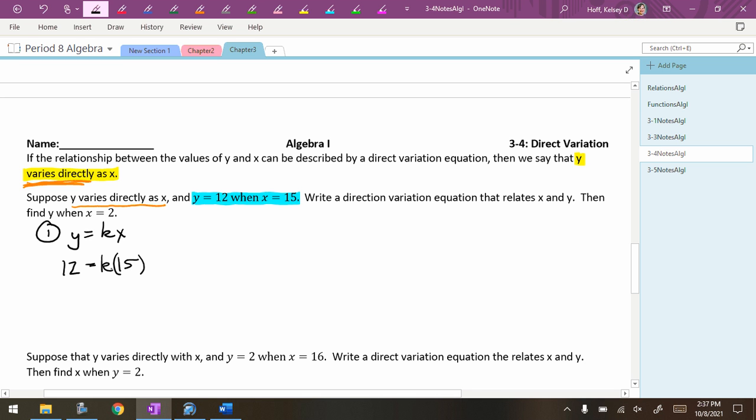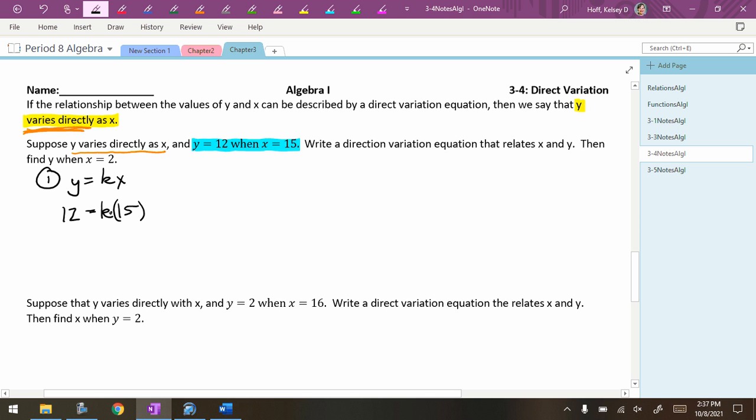And that looks really goofy, right, with the k in front of the 15. But really, what operation is happening there? Multiplication. So to undo multiplication, I divide. In this case, I'm going to divide by 15. Now, without even typing it into your calculator, you should know that 12 divided by 15 is a decimal. Why?